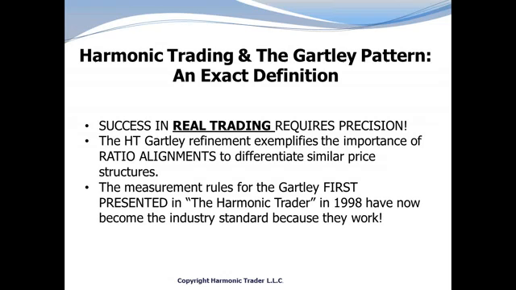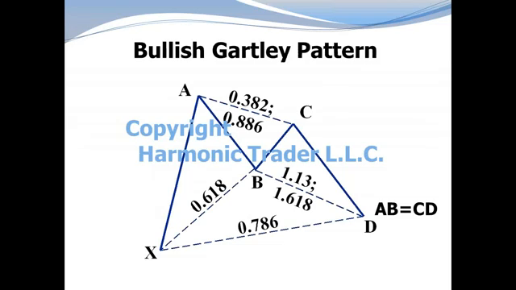The measurement rules for the Gartley, or what I have termed the ideal Gartley structure, were first presented in the Harmonic Trader in 1998, and these have now become the industry standard because they work. In this illustration of a bullish Gartley pattern, we see an M-type structure, but this M-type structure, to be a valid Gartley, must possess certain conditions to validate the setup.